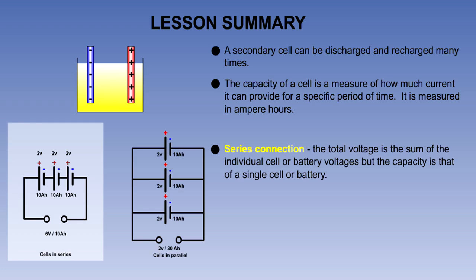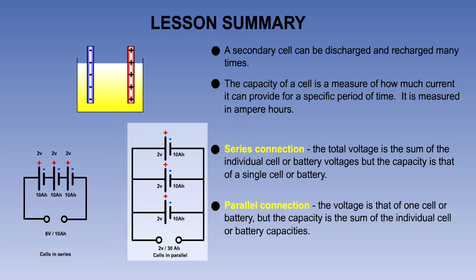If cells or batteries are connected in series, the total voltage is the sum of the individual cell or battery voltages, but the capacity is that of a single cell or battery. If cells or batteries are connected in parallel, the voltage is that of one cell or battery, but the capacity is the sum of the individual cell or battery capacities.